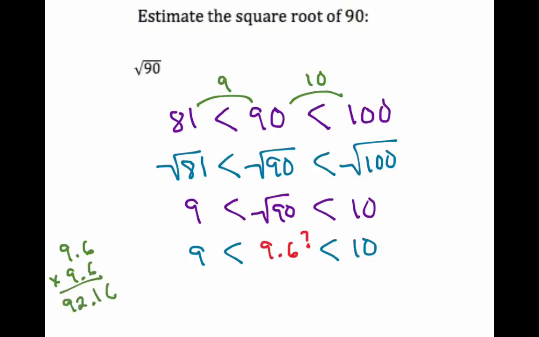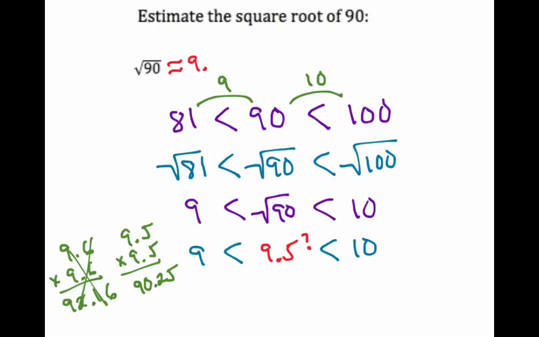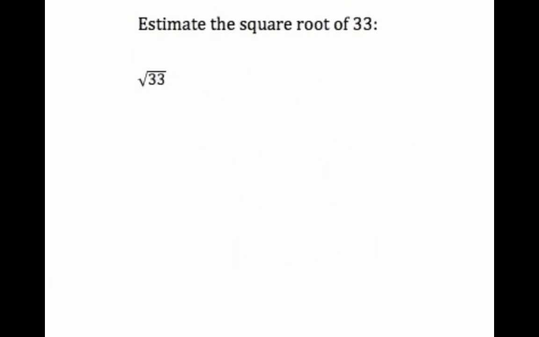So I did all this math, and I said, well, 9.6 squared is 92, which is really not close to 90 at all. I said, okay, let's go down one and do 9.5. If I multiply 9.5 by itself, I get 90.25. Yeah, that's really, really close to 90. I don't think I'm going to get any closer. So my answer is 9.5. So the square root of 90 is approximately 9.5. That's an estimate.